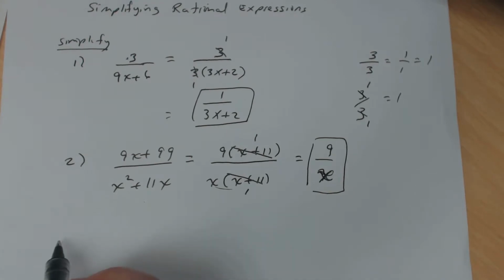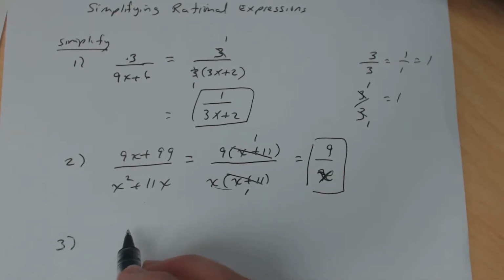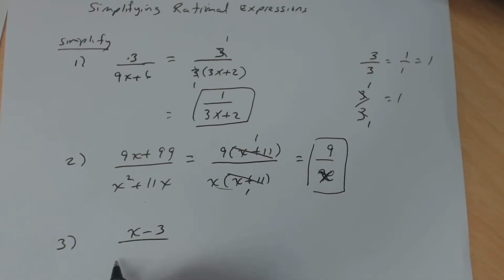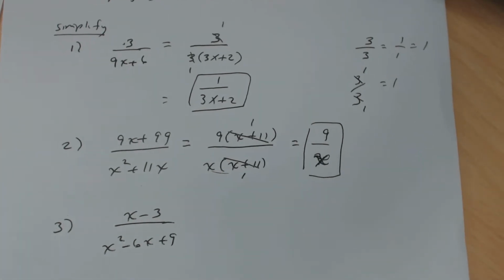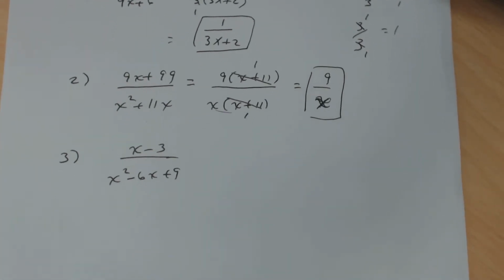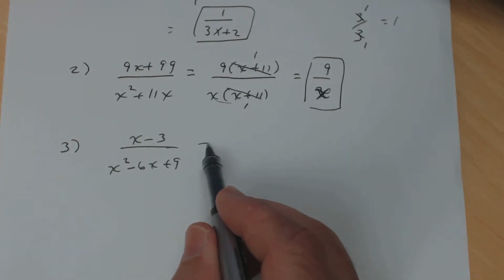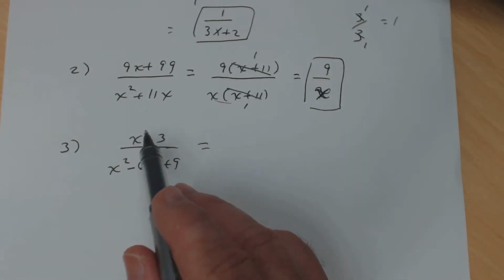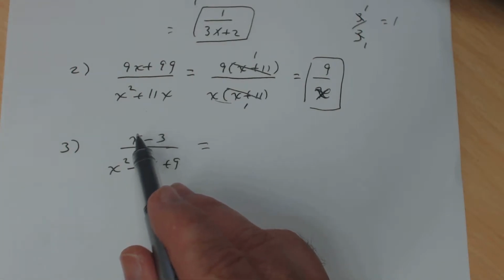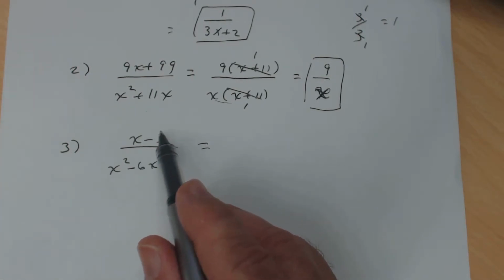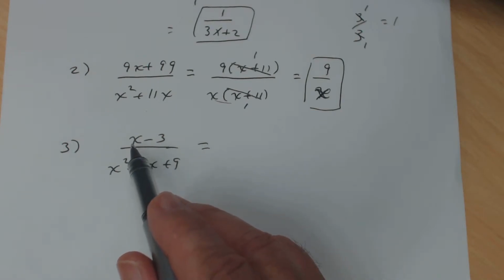All right. Number 3, you have x minus 3 divided by x squared minus 6x plus 9. Okay, so if I factor the numerator, there's nothing I can do there. There's no GCF. It's a linear binomial. There's nothing I can do.